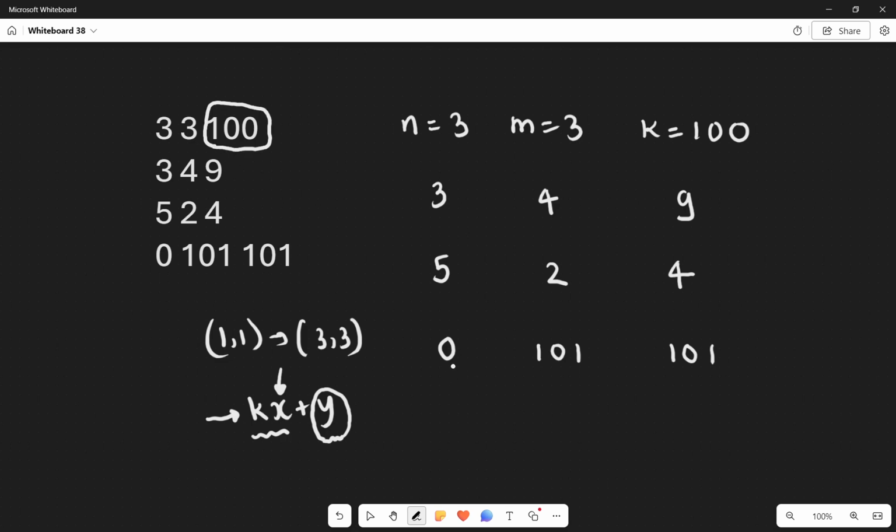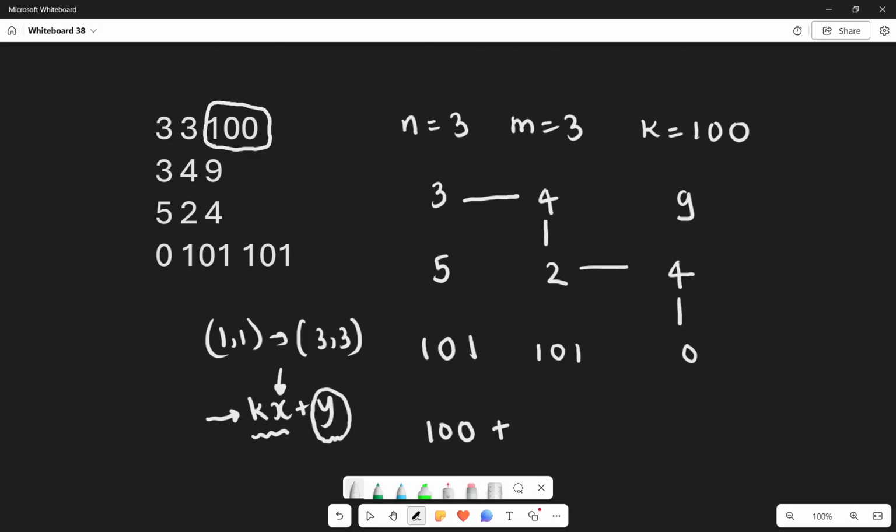So here what I will do is perform one operation on this third row. So what will my third row become? It will become 101, 101 and 0. And after doing one operation, this kx will be 100. Now I will trace this path: right, down, right and down.